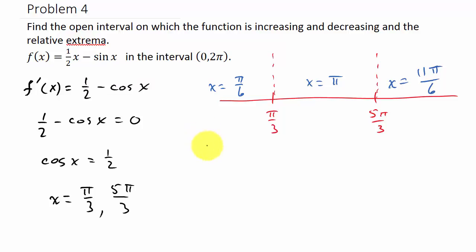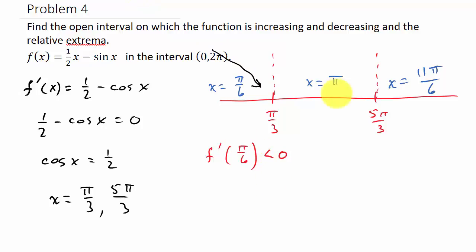So I've got f prime of pi over 6. If we plug the pi over 6 into here, I've got 1/2 minus the cosine of pi over 6, that's square root of 3 over 2. And so that is going to give us a negative value. So that is less than 0 when we plug pi over 6 into here. You can punch it into your calculator and check it. Just make sure that your calculator is in radians. So that means on this interval, we are decreasing because this is negative.